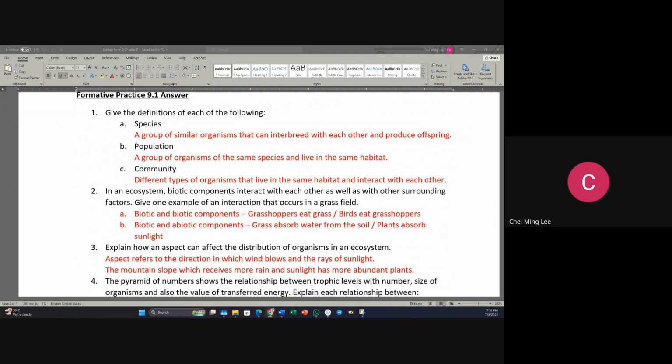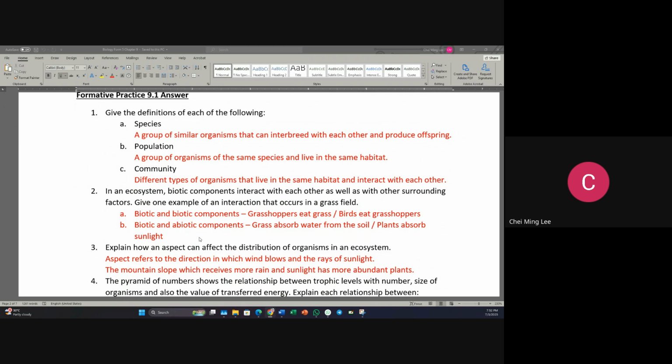Now, in an ecosystem, biotic components interact with each other as well as with other surrounding factors. Give one example of an interaction that occurs in a grass field. Biotic and biotic: the grasshopper eats grass, the bird eats the grasshopper. Biotic and abiotic: grass absorbs water from the soil, plants absorb sunlight for photosynthesis. Any other? Almost similar.